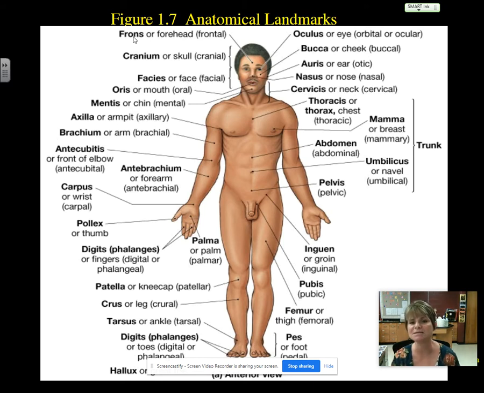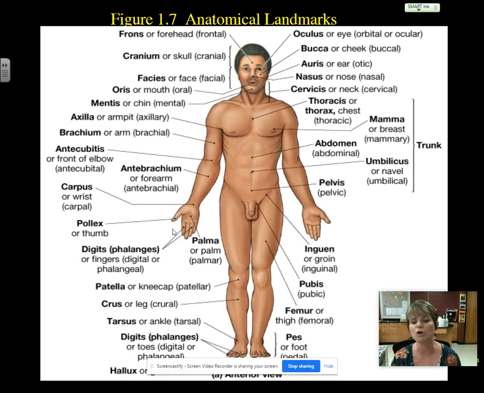So again, this is the term, this is the definition. This usually is the adjective form of this noun term here. So if we're going to use the word in parentheses, we're going to use the word area after it, because that word is an adjective. So frontal area, cranial area, facial area, mental area, axillary area. If I want to just say frons, that's all I have to say, frons, forehead.